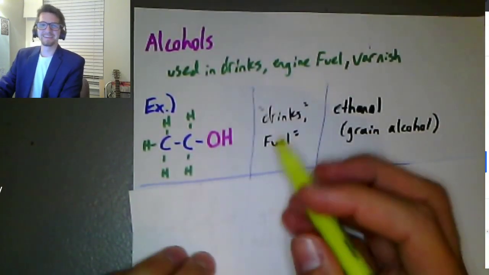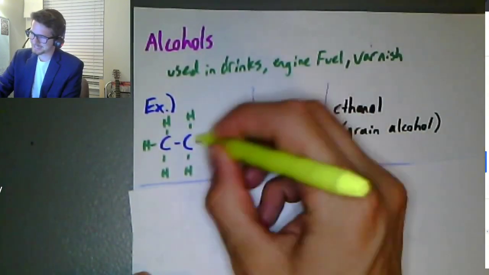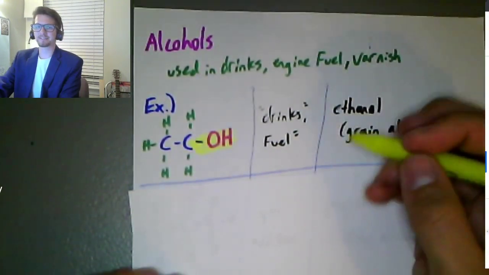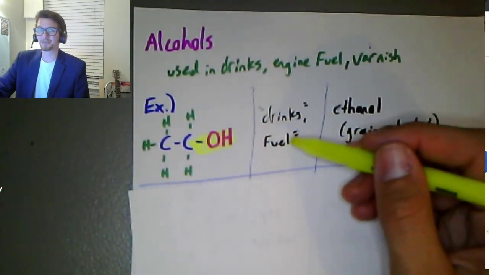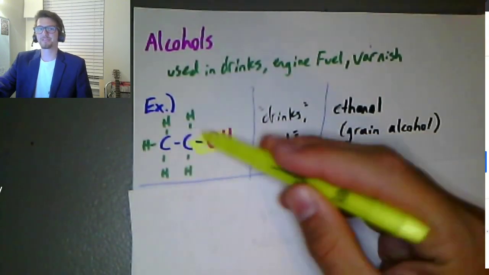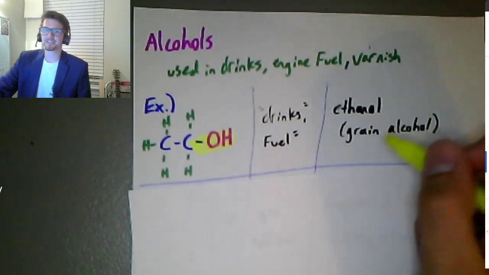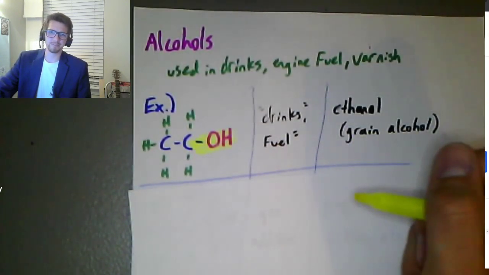So what makes this an alcohol? This guy, this hydroxide, he makes it an alcohol. So this in particular is used in drinks and fuel. This same chemical is used in drinks and fuel. It's called ethanol. You've definitely seen that at the gas station. It's a type of grain alcohol or a grain fuel.